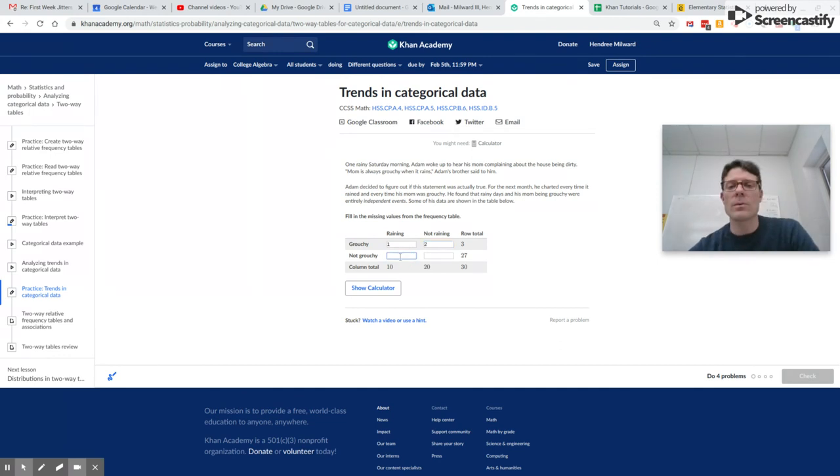Now this is easy. Once you have these two numbers, you just know this plus this has to equal 10, so this has to equal 9, and then this has to equal 18. Because 2 plus 18 is equal to 20, and the column totals work out. So I hope that makes sense.